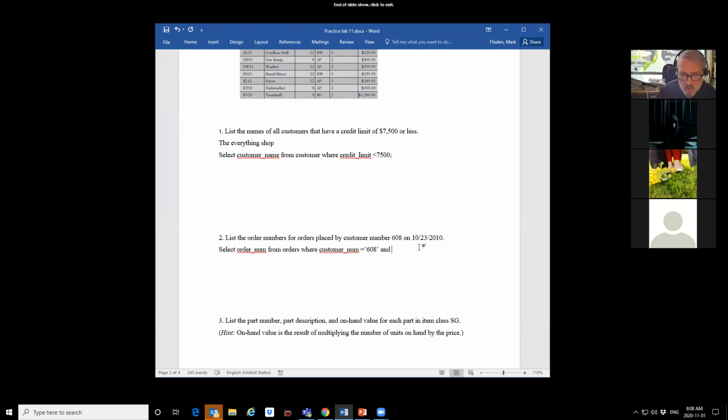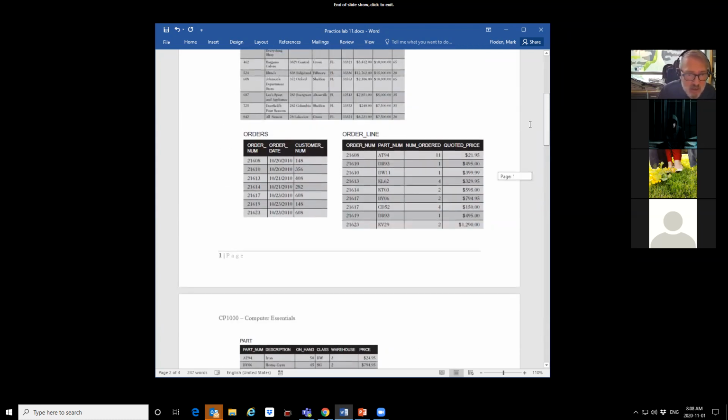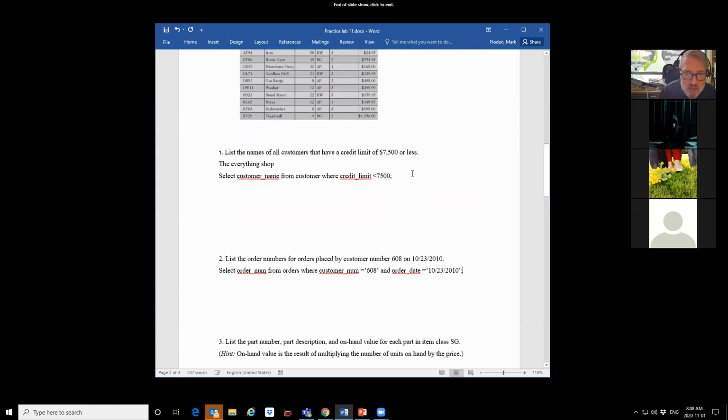And so there are two criteria right there: customer number and order date. The criteria come after the where. So order date equals the given date. Now, the date might not work, depending, because there's more than one way of storing dates in SQL. But it would be something like that. If you looked at this, 608 on that day, that should give you the answer of 617 and 623.